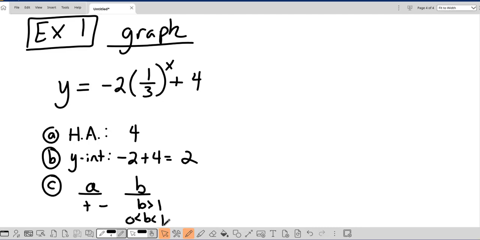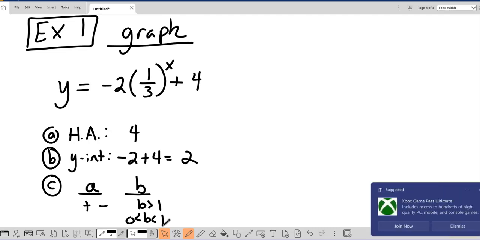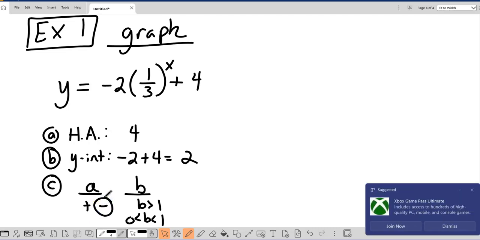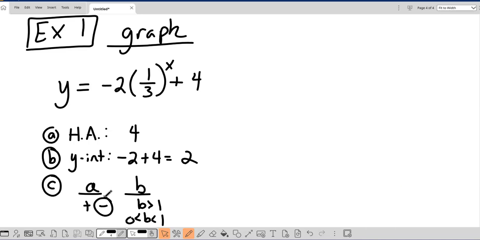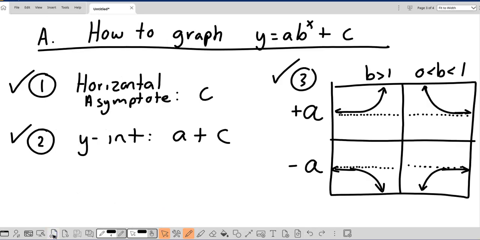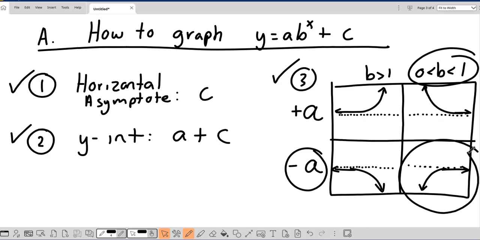So, first of all, look at our a value. Would you guys say that's positive or negative? Negative. Okay, so we got that. And my b value, is it greater than 1 or between 0 and 1? Yeah, this is my b value. 1/3 is between 0 and 1. So we'll circle that, right? So let's go back to our graph here. If a is negative and b is between 0 and 1, my shape's going to look like that. It's going to be flat on the right, down on the left.